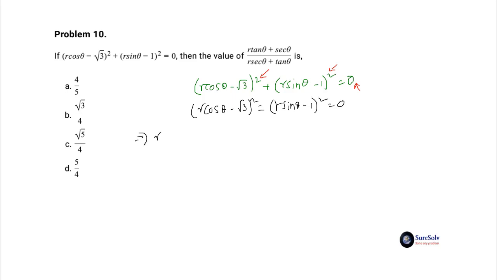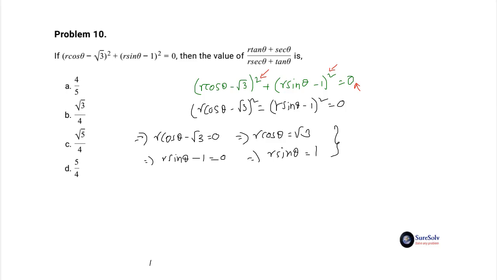Or r cos theta minus root 3 equal to 0, or r cos theta equal to root 3, and r sin theta minus 1 equal to 0, or r sin theta equal to 1. As sin 30 degree equal to half and cos 30 degree equal to root 3 by 2, we deduce easily that r equal to 2 and theta equal to 30 degree will satisfy the two equations nicely.